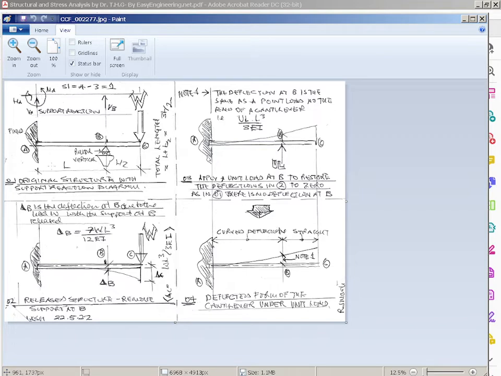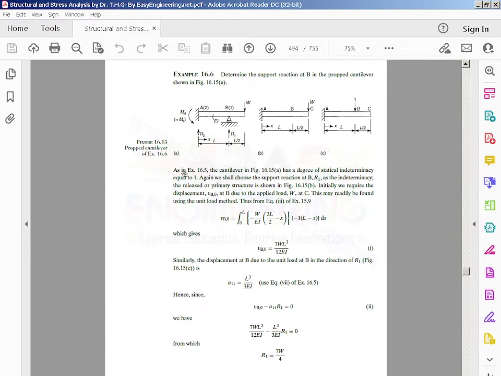indeterminacy of this fixed beam is 1 because you've got vertical A, horizontal A, and a moment at A. That's 3 reactions, and then you've got a roller vertical at B, so that's another vertical reaction. So static indeterminacy is 4 minus 3 equals 1. The intermediate span is L, and the end span is cantilevered by L over 2, and the whole beam has a stiffness of EI.